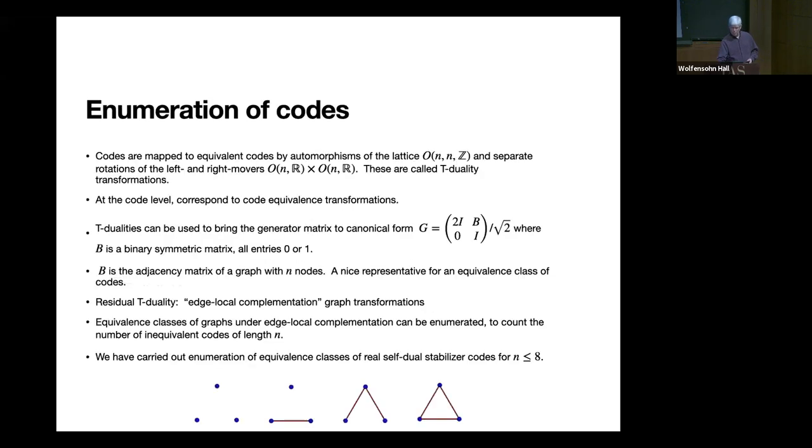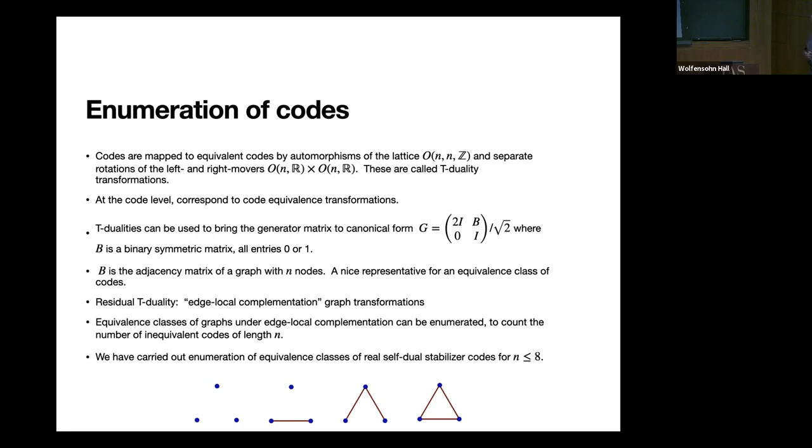Okay, I think I'll just say a couple words about enumeration of codes. I talked about how codes are associated to lattices. What I didn't talk about is what happens when you have two codes which are basically equivalent to each other, which encode information in the same way and have some homeomorphism. Their algebras are homeomorphic to each other.